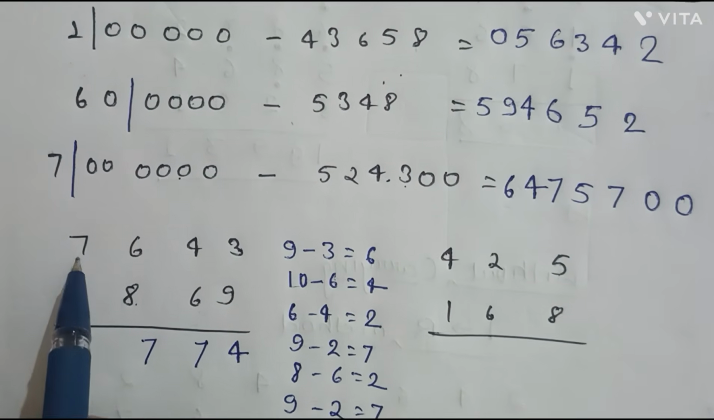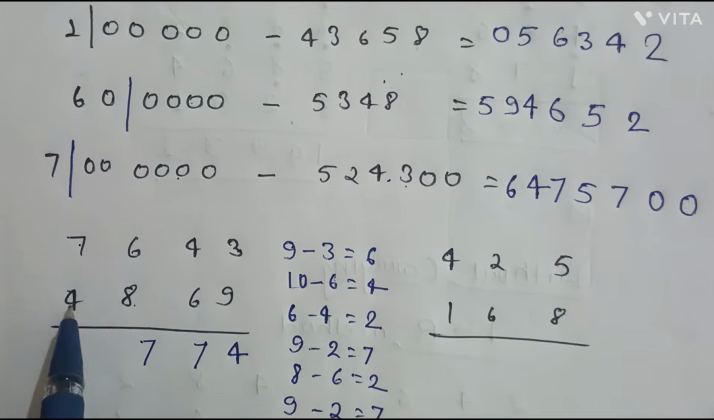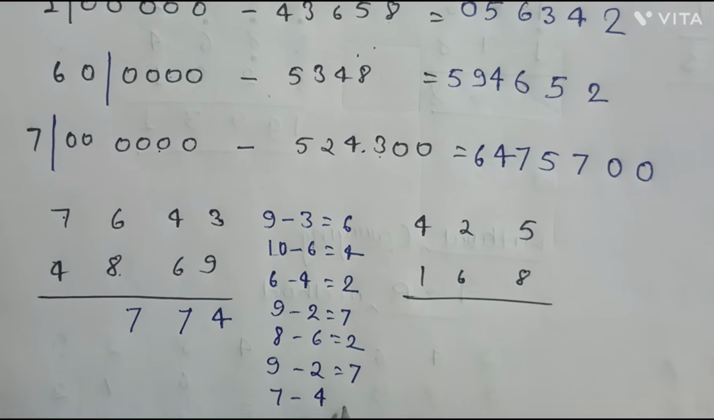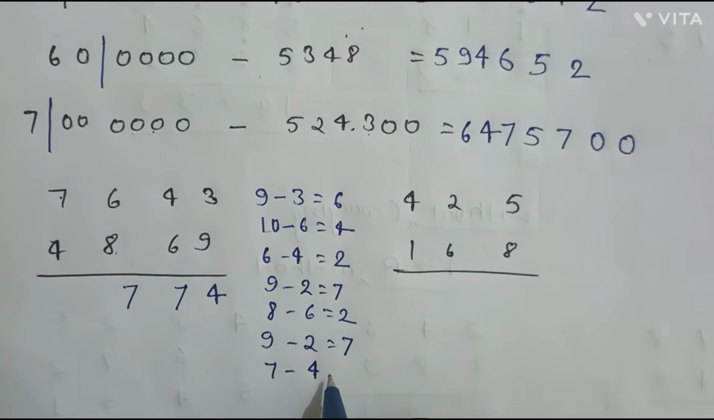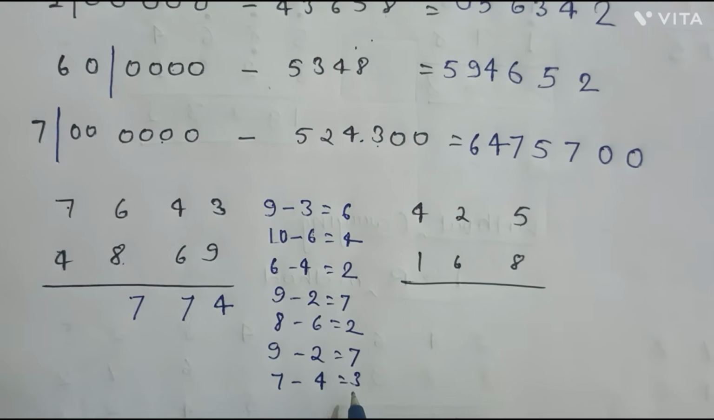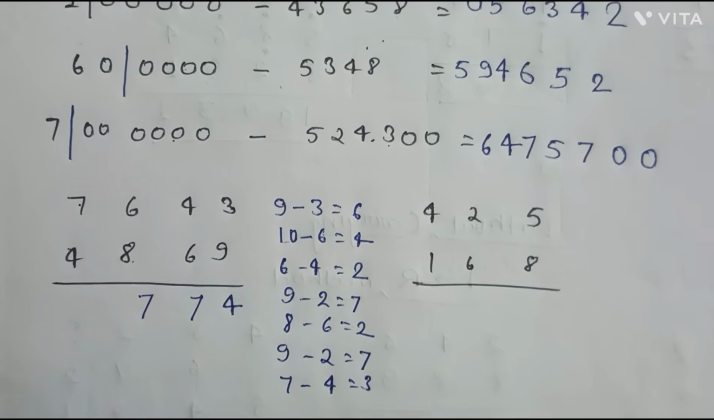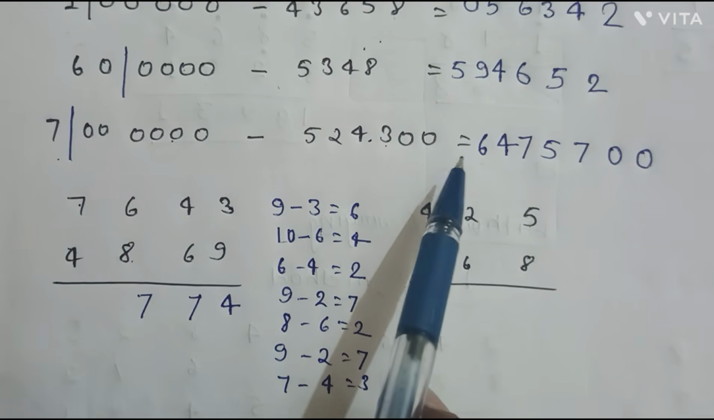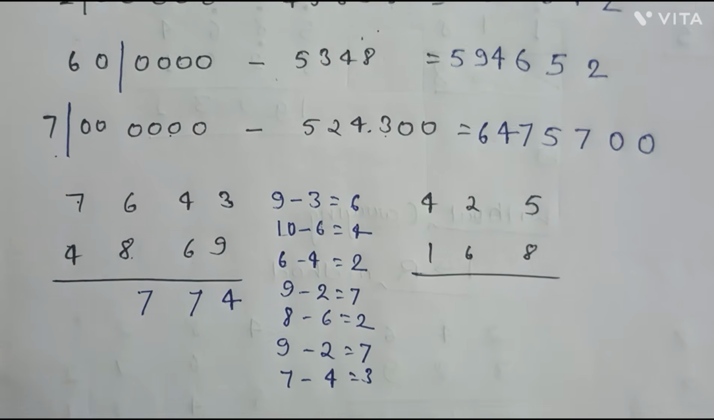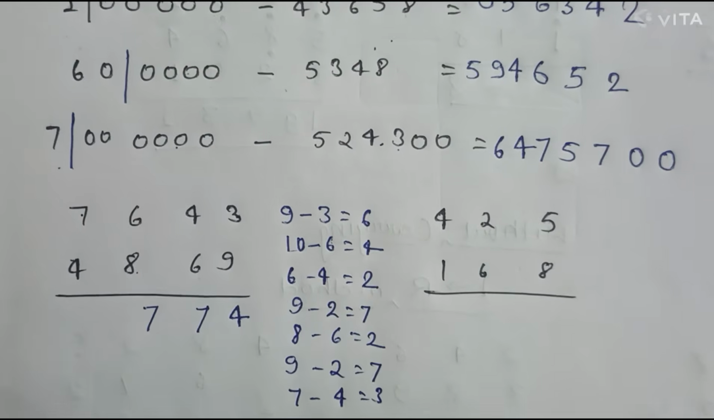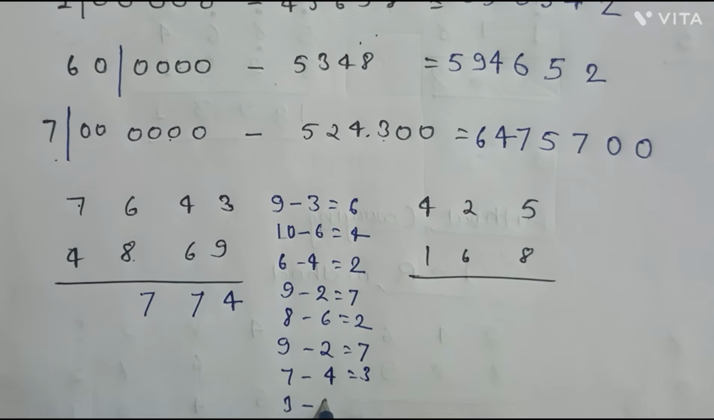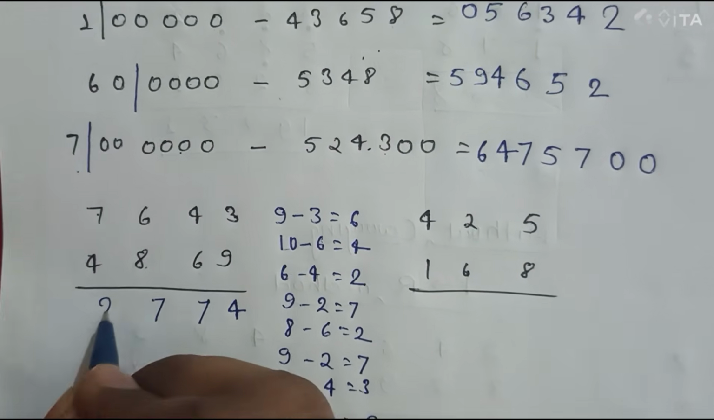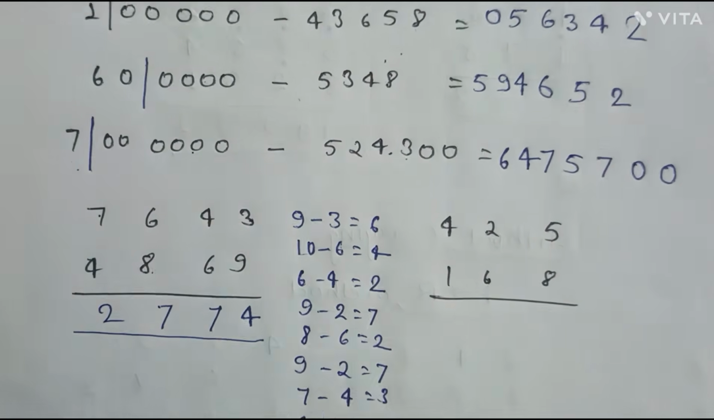Then we go to the last step. 7 minus 4 gives us 3, since 7 is greater than 4. So we write 7 minus 4 equals 3. But we subtract 1 from the last digit as we did in the earlier cases, like 7 minus 1 gave us 6. In the same manner we do here also, so 3 minus 1 gives us 2. So we write 2 here. This is the answer for this question.